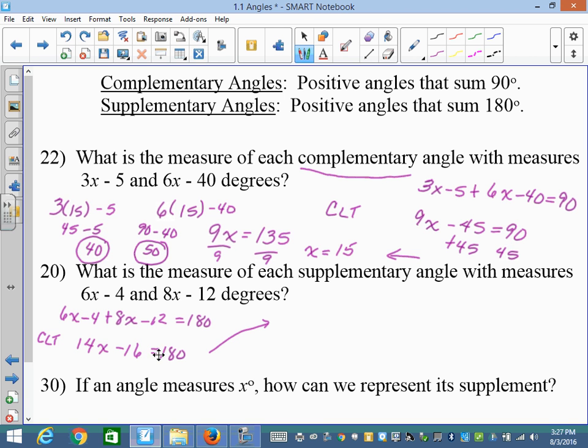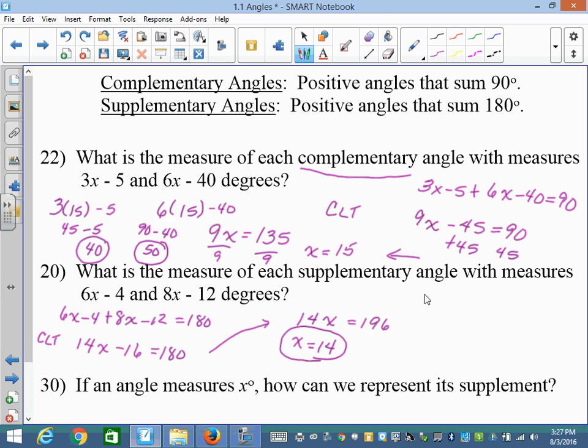So we're going to move the 16 to the other side. We get 14x equals 196. So x must be 14. But this is when I give you the little reminder. We're not looking for x. We want to know the measure of the two angles.